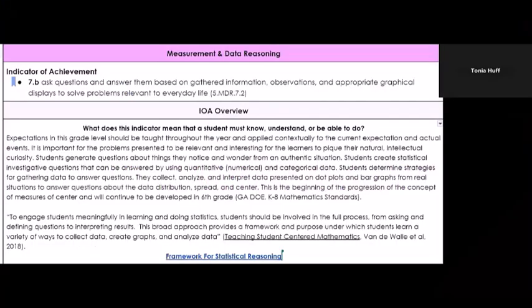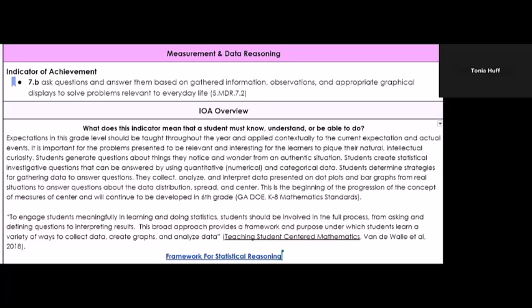Hello, teachers. Today we're going to take a look at the balancing point strategy to support the work students will do with IOA 7D in relation to mean distribution. We want to ensure that students understand that mean is an extension of what they already know about fair shares. It allows students to take a set of data and distribute the values equally in order to determine the center of the data.